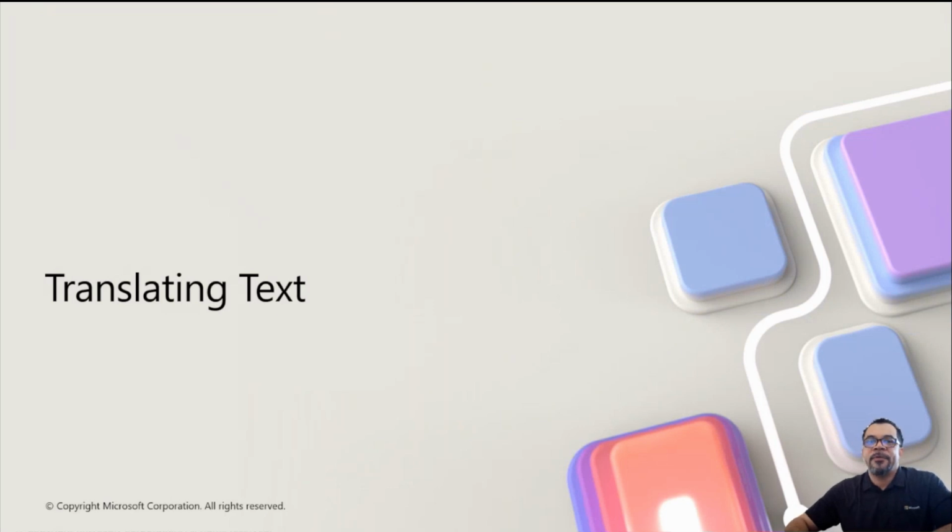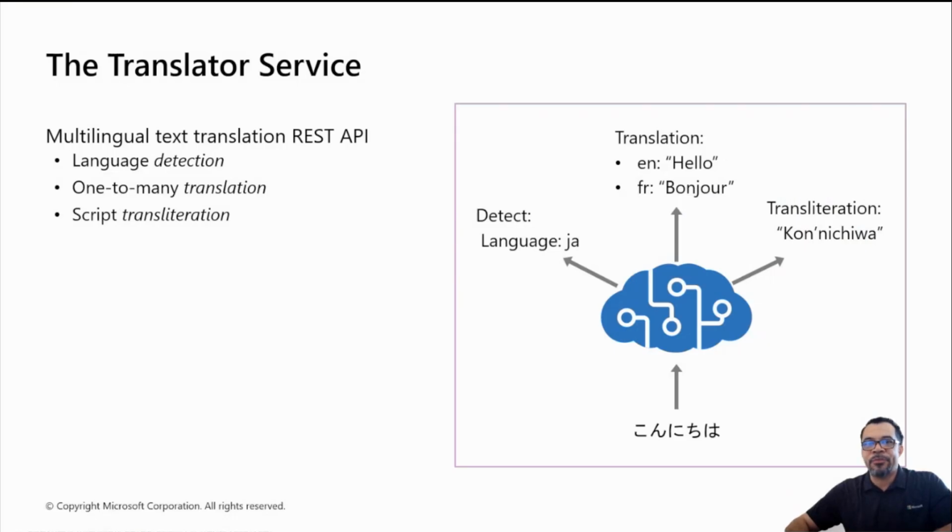Okay, so at this point, you've had an opportunity to analyze text. So what we're going to do now is look at translating text, which is another one of our language processing features. In order to do this, we do need the Azure AI Translator service to be able to perform this.